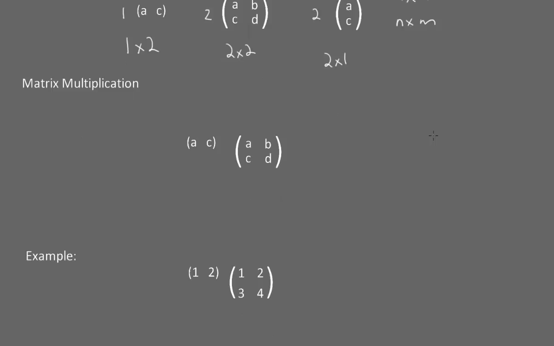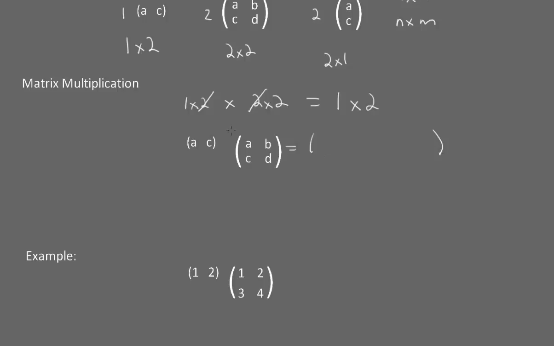Now the second concept that's often tested is matrix multiplication. Say we have a 1 by 2 matrix here, and we want to multiply it by a 2 by 2 matrix. To do matrix multiplication, this number and this number must be the same. To figure out the size of our new matrix, we simply cancel these two terms, and we're left with a 1 by 2 matrix. So the multiplication of a 1 by 2 and a 2 by 2 will give us a 1 by 2 matrix.